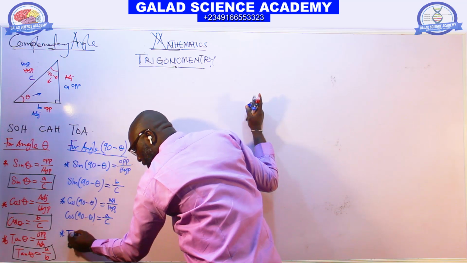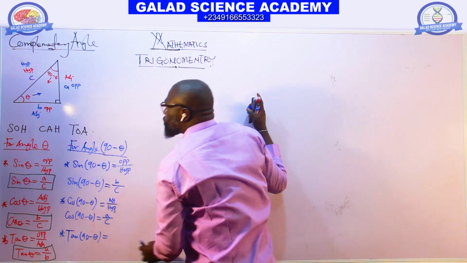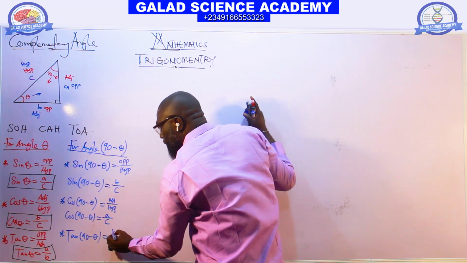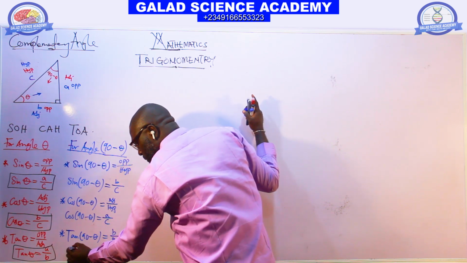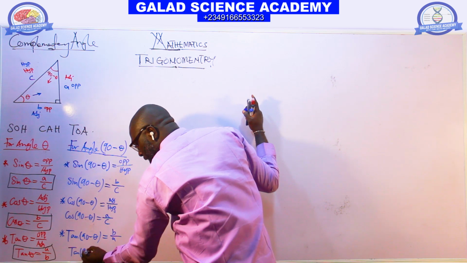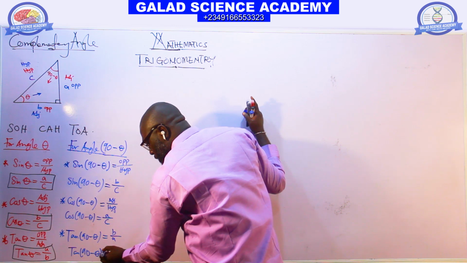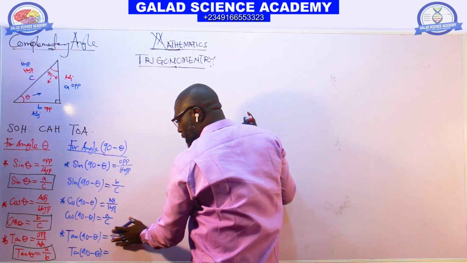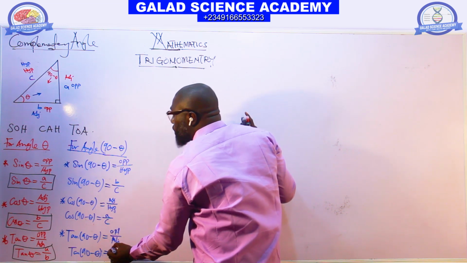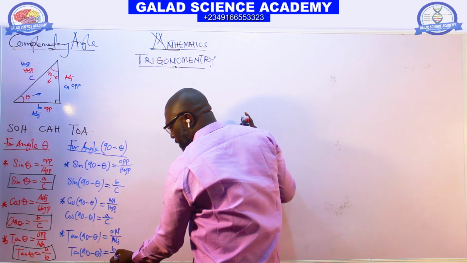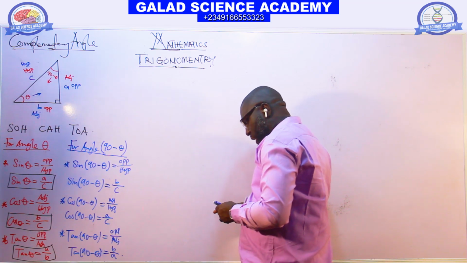The third one, tan 90 minus theta, will be B over A. So tan 90 minus theta will be equal to opposite over adjacent, which is B over A. Good. We can now see that from this.